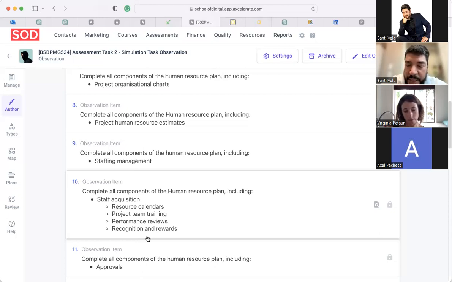What is the difference between accountability and responsibility in project management, Virginia? So the accountability is the one who pays for it, basically. And the one who is responsible is the one who makes sure that the project happens and is successful. Well done.